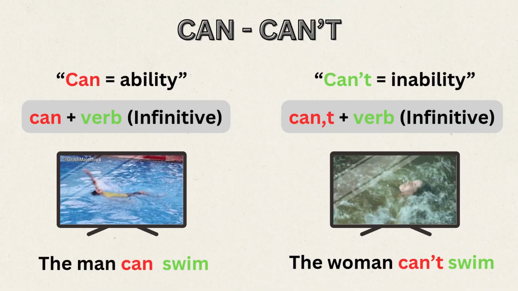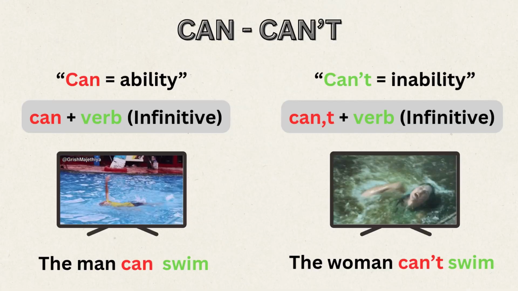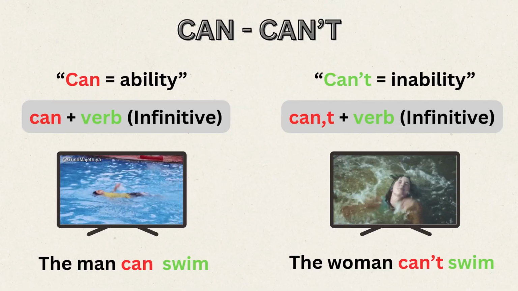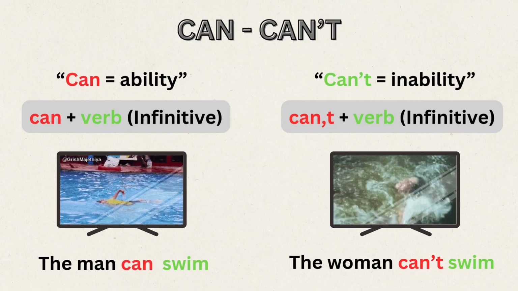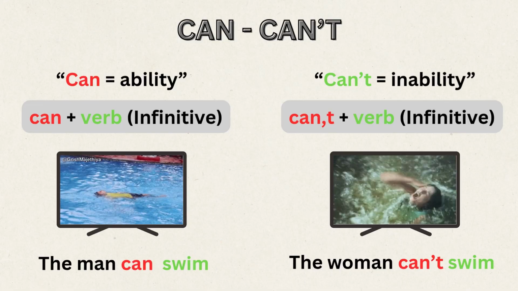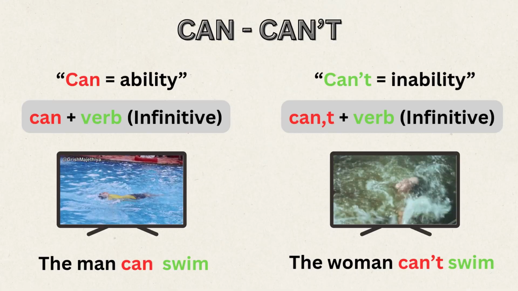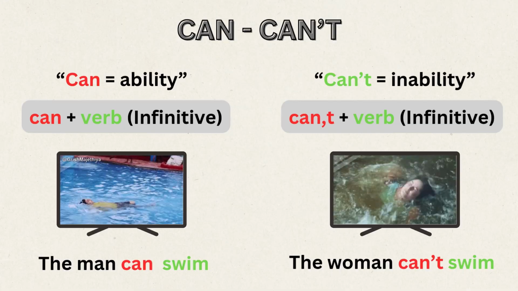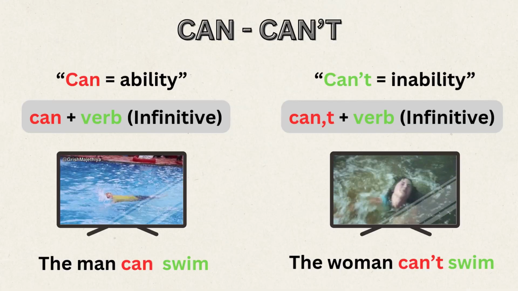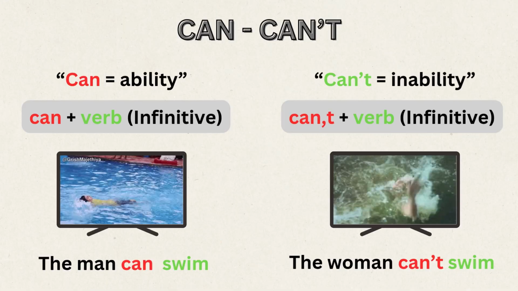Can't, when we want to talk about inability, can't plus verb in the infinitive. So as you can see here, the woman, she's drowning. She doesn't have the ability to swim. So in this situation, we can say that the woman can't swim.